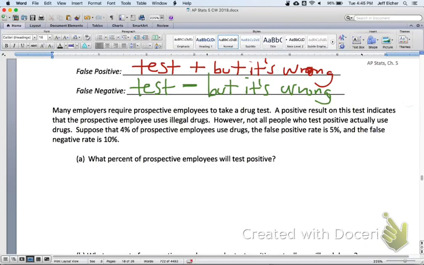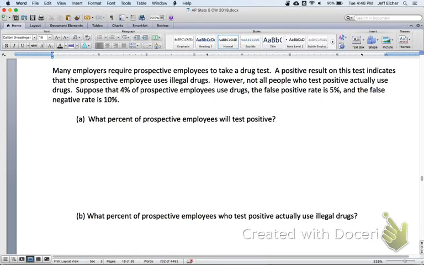This is a good example on the AP exam. They're not telling you to make a tree diagram, but let's make a tree diagram. Again, chronologically, you would have to either use drugs or not before you're tested for the drugs. You would have to be either a drug user or not a drug user prior to getting this job and having to take a drug test. So this is a good candidate for a tree diagram. So either you use drugs or you don't.